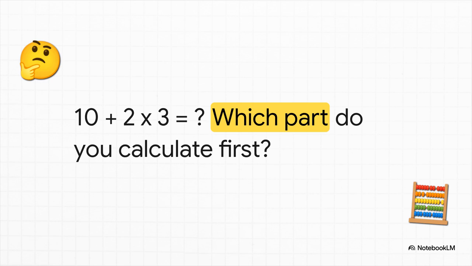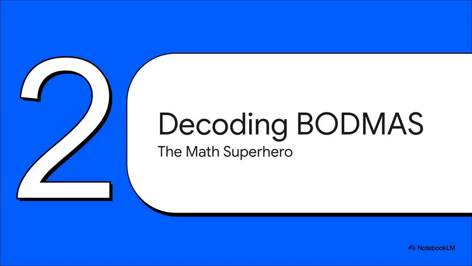Take a look at this equation right here. 10 plus 2 multiplied by 3. Which part do you calculate first? Well, if you read it like a storybook, left to right, you do 10 plus 2, which is 12. Then you multiply 12 by 3, and you get 36. Simple, right? But wait, what if your friend decides to do the multiplication first? They do 2 multiplied by 3, which is 6, then they add the 10, getting 16. एक ही problem, but दो अलग answers? 36 and 16? This is total chaos without a universal rule. We need a system so that every single student in the world gets the exact same correct answer. And that chaos brings us directly to Section 2, decoding the BODMAS rule.